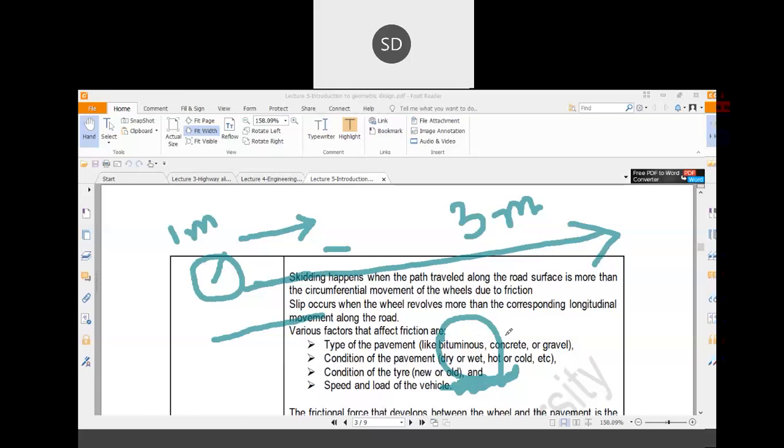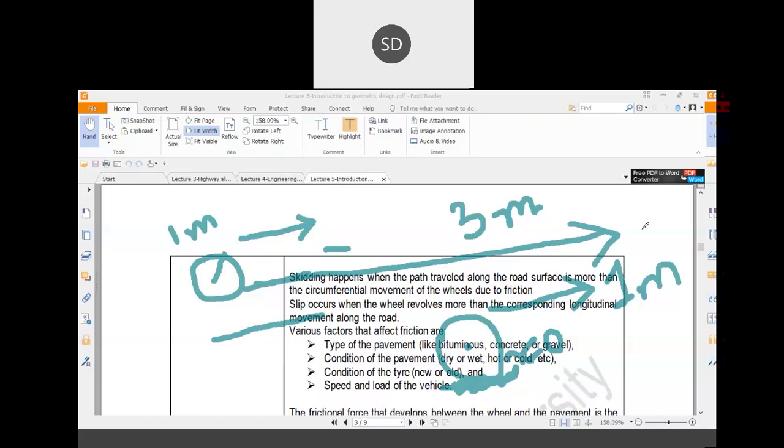Whenever you start accelerating, if the tire completes one circle, it should move by 1 meter. But in case of slipping, it will not move 1 meter. It will move a distance which would be practically equal to zero. So that is called slipping. In slipping, you just accelerate, but your vehicle will not move. Instead, your tire will be revolving in the same place. That is basically slipping.